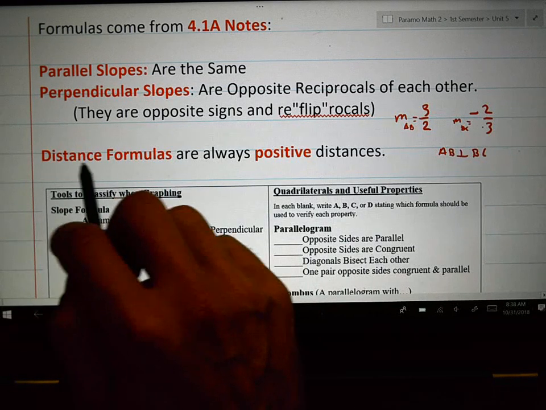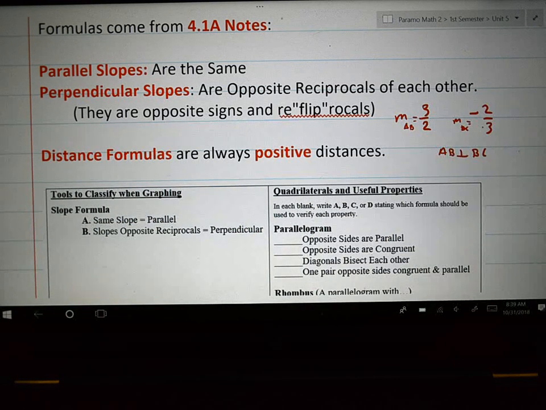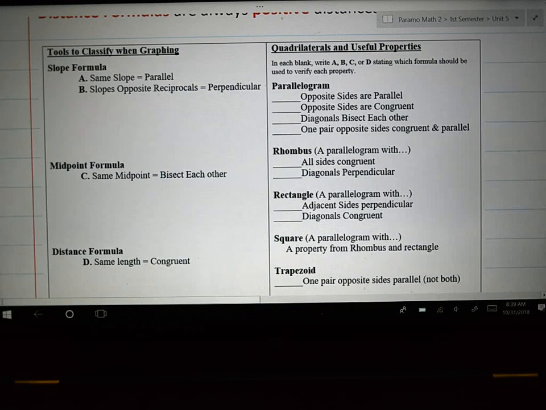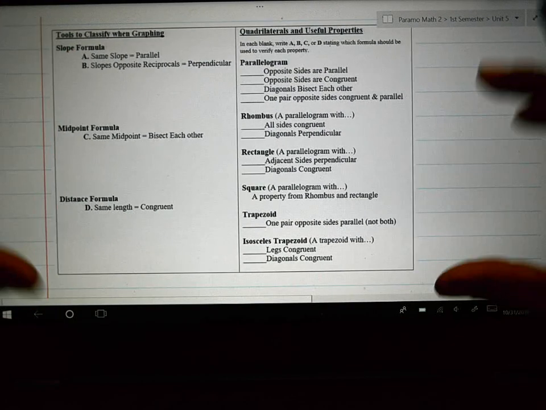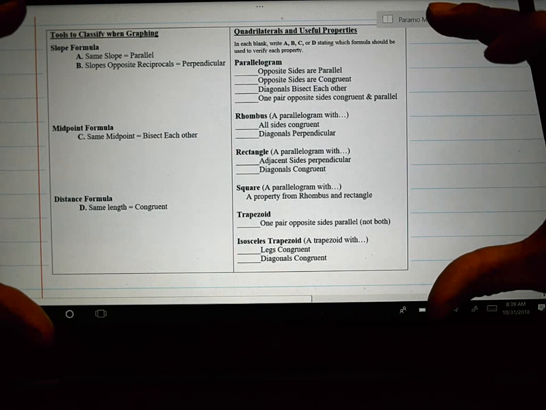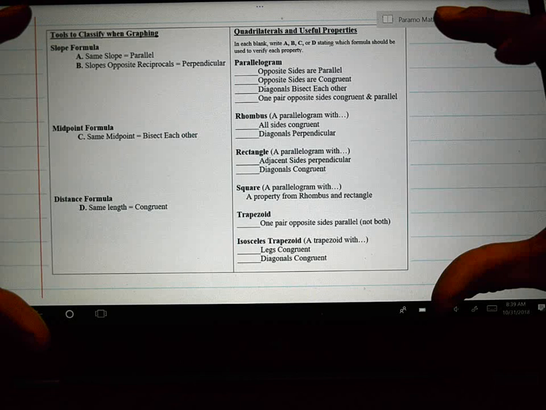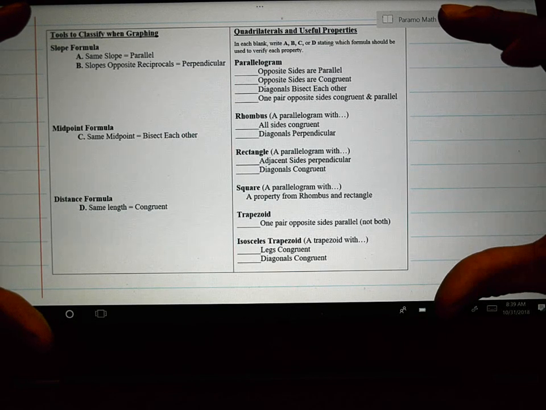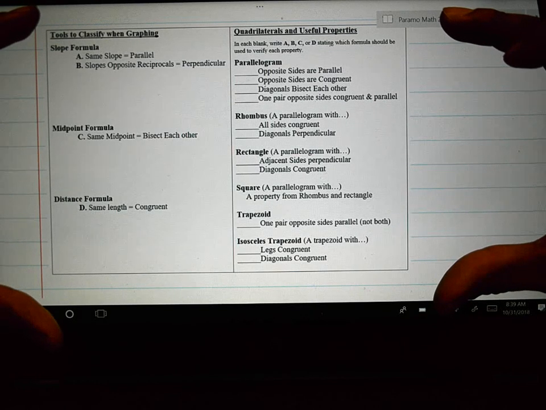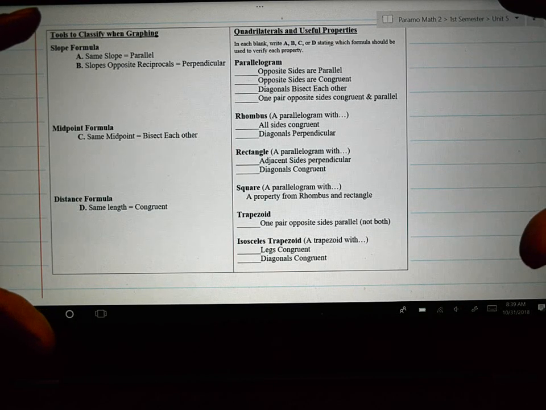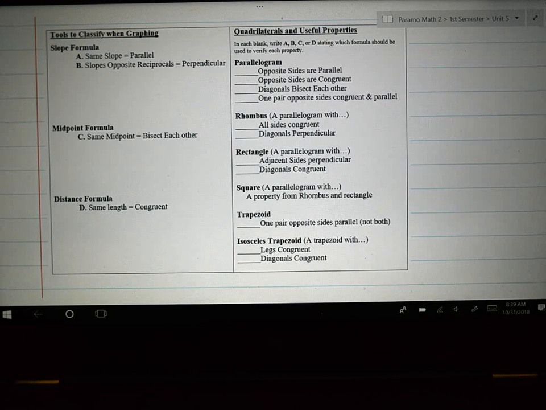Lastly, distance formulas are always positive distances. If you find a distance that's negative, then you're not doing it correctly. Keep that in mind. So, with all that being said, this is that first big box that you have on your worksheet. This should be the same exact thing that you see there. And I thought, man, if they understand this big, gigantic box, they're going to do just fine on this test coming up next week. But there might be some things in here that you need some help on, so we'll do this together.